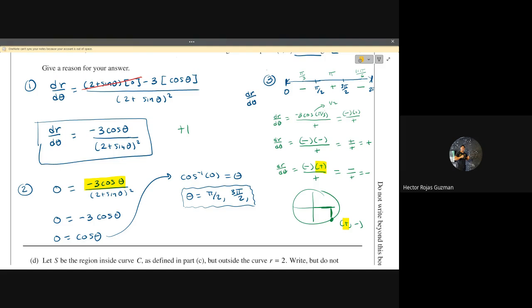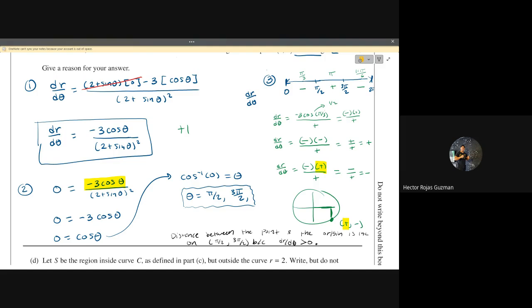On what intervals is the distance between the origin and the point increasing? The distance between the point and the origin is increasing on the interval from pi over 2 all the way to 3 pi over 2, because dr d theta is positive.